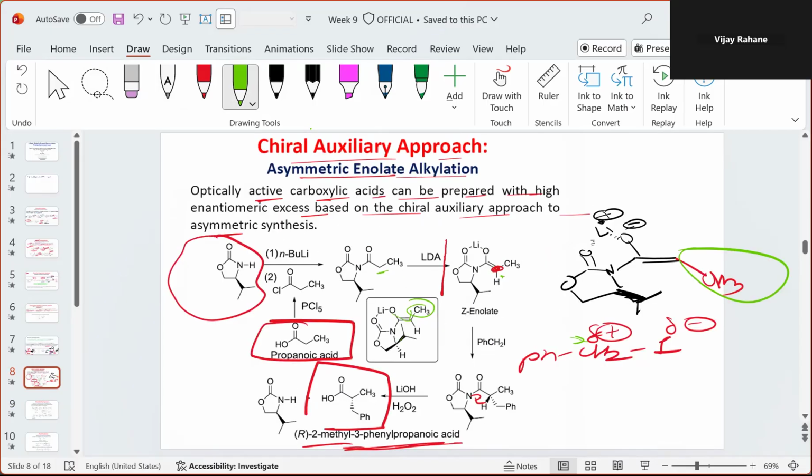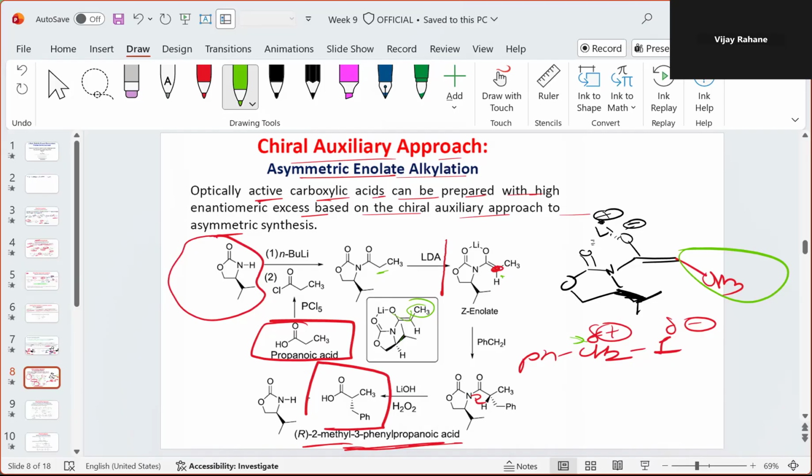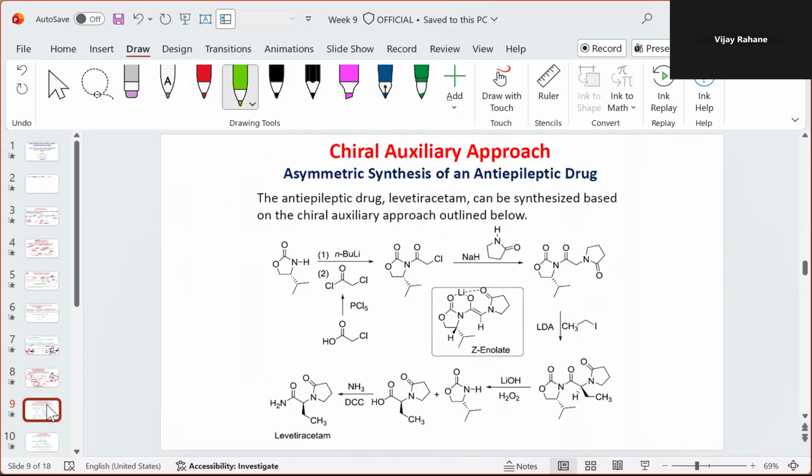Okay, I hope you have gotten some idea about how the chiral auxiliary works. If you look at more and more examples, then only you will be able to get the habit of how we can use this chiral auxiliary in our synthesis. Now we'll look at some other examples based on the similar chiral auxiliary approach.